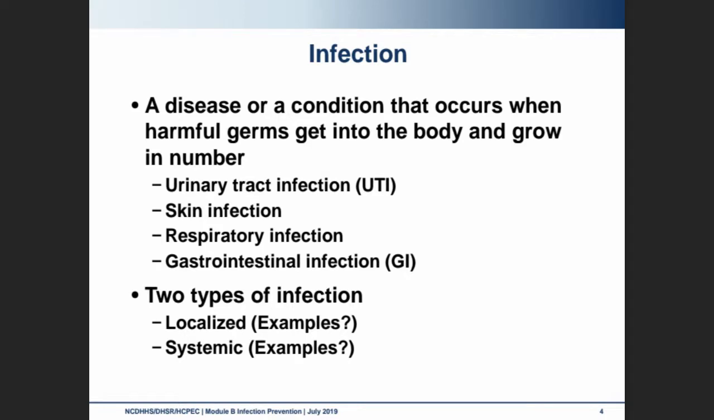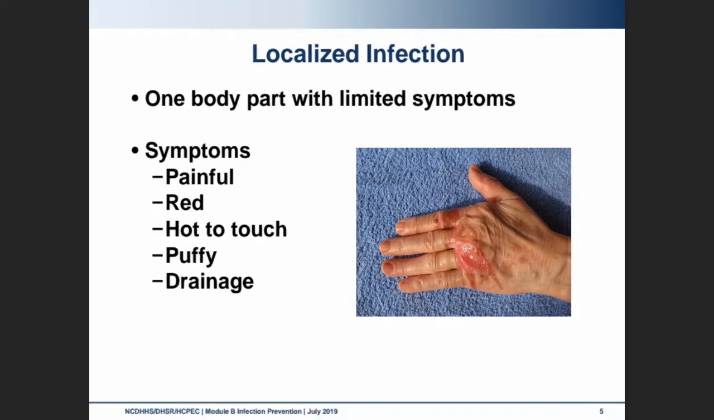Now, something that we need to know, there are two types of infections. There's localized and systemic, and let's talk about those a little bit here. So a localized infection is an infection that's found in one part of the body, and the symptoms are limited to that one part. So you see this picture here. This hand, it's got a spot that's infected. It doesn't go beyond this location.